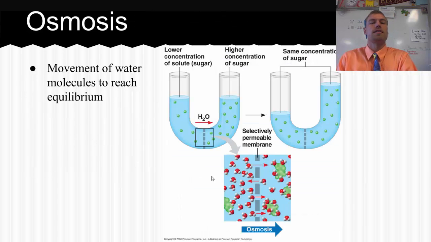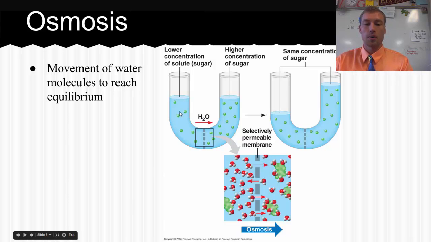And then the last example of passive transport is osmosis. Osmosis is only different from diffusion in that it is specifically the movement of water molecules in order to reach equilibrium. And water molecules tend to move when you have another molecule that cannot move past the membrane. For example, here we've got a selectively permeable membrane that is not allowing the sugar molecules to pass through. So the water is going to move so that now there is an equal concentration.